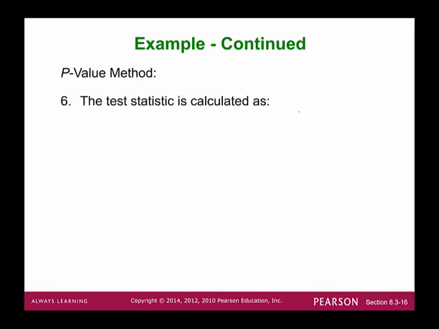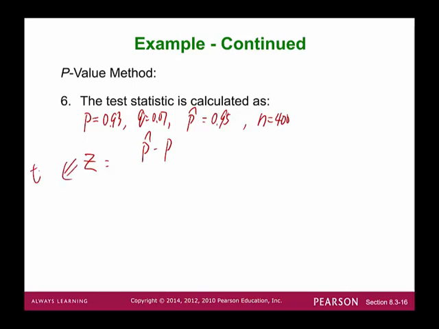Now, under the p-value method, p is 0.93, q is 0.07, p hat is 0.95. Okay, and we know the sample size is 400. Based on this, we can find the test statistic z-score: p hat minus p, over the square root of pq over n.